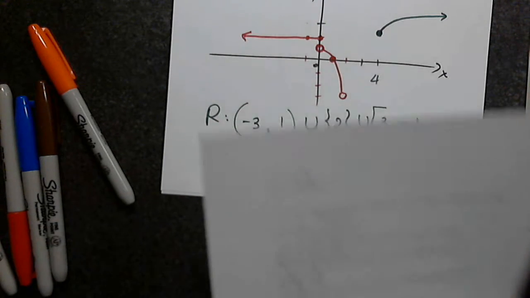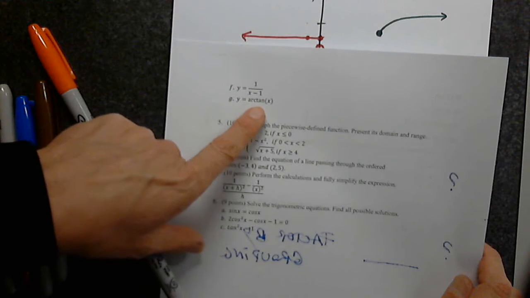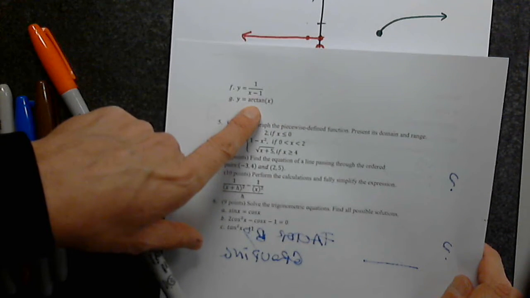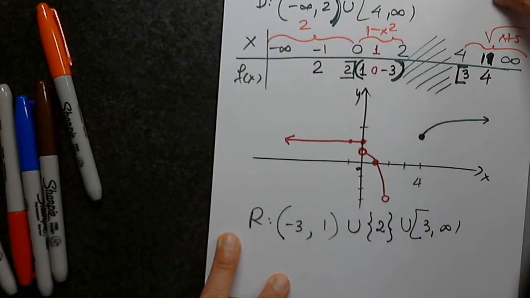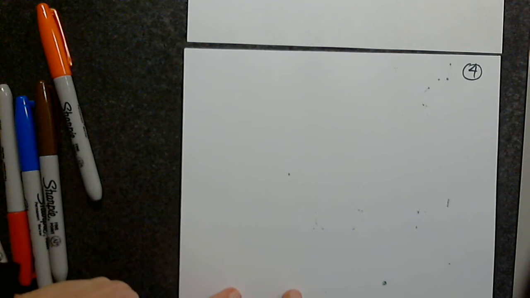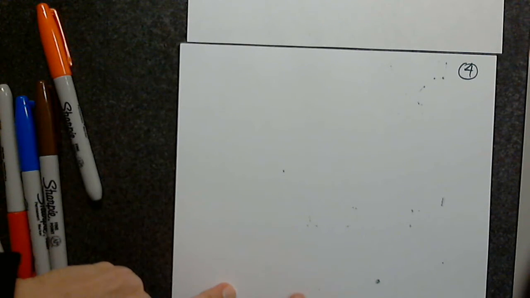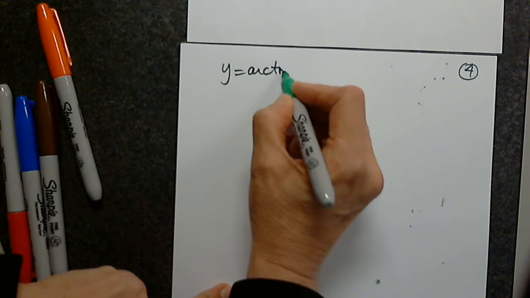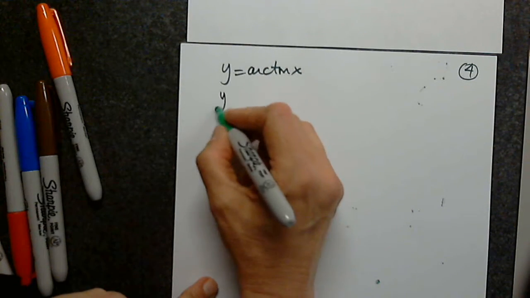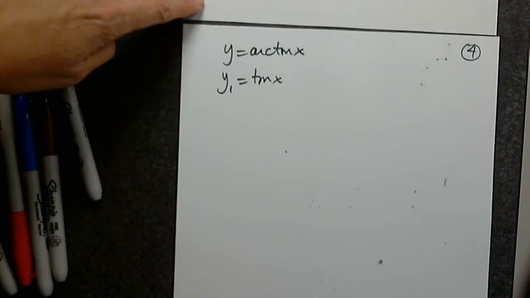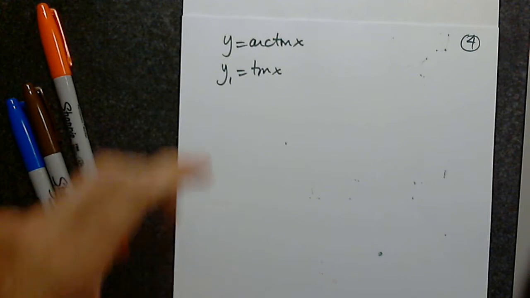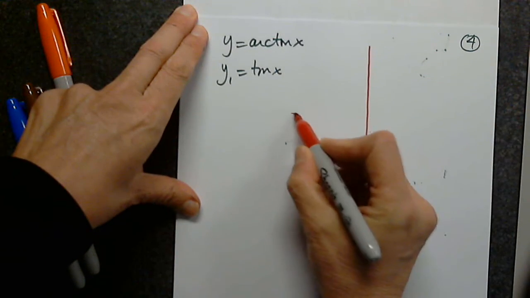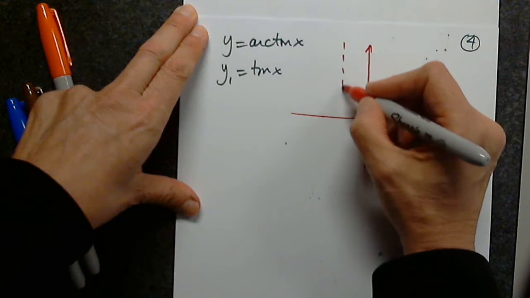I do want to remind you, and I hope you remember this function, a super important function, the arctangent. So I'd like to graph that quickly because it will come back over and over. So y equals arctangent x, but I will also graph y1, which is tangent x. So I'm kindly asking you to play with these two functions so you can get them embedded in your system.